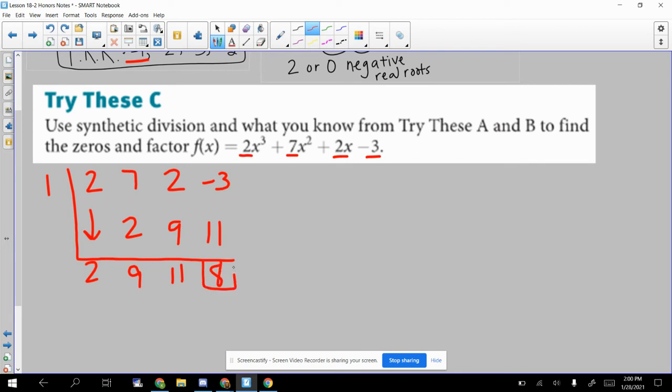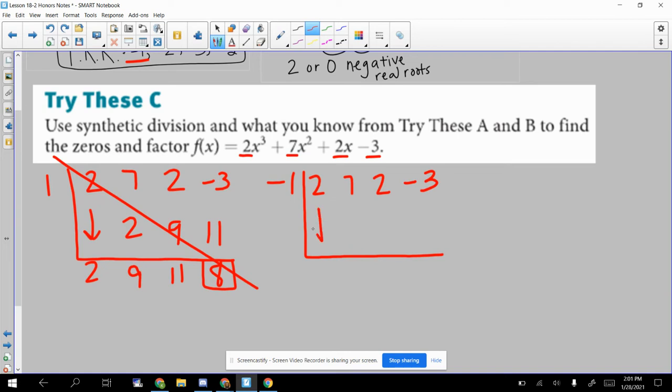So again, no bueno here. We do not get a remainder of 0. So we know that 1 is not a solution. So then we try -1, and do the same thing.